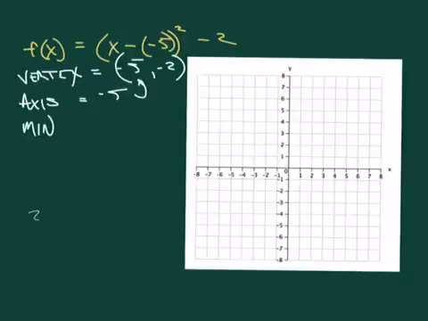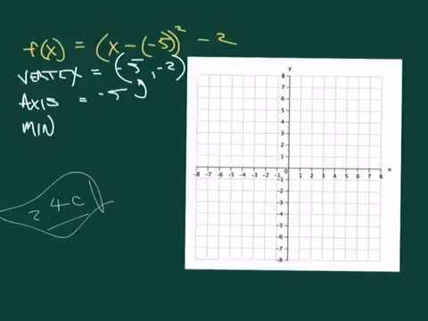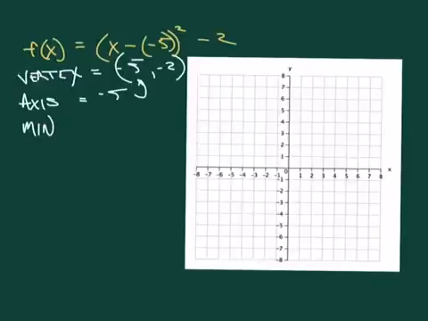Okay, so this is 2.4c in college algebra, so I just went ahead and copied and pasted the information on here that we are working on, and let's see if we can graph this. Vertex is at -5, -2. We have an axis of symmetry at -5.